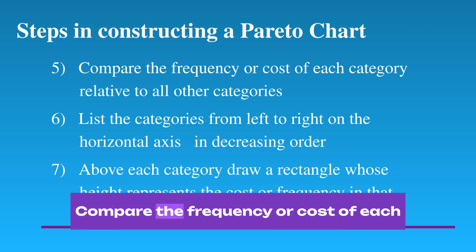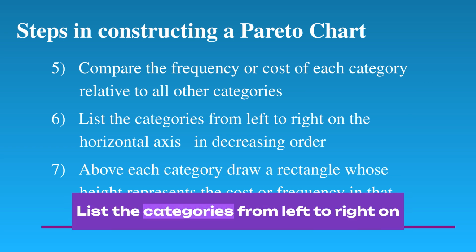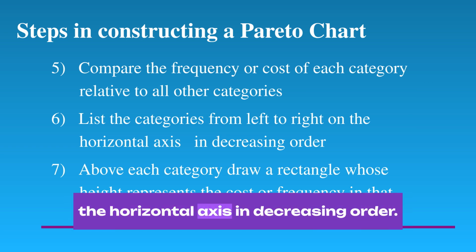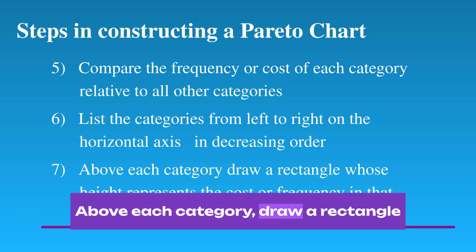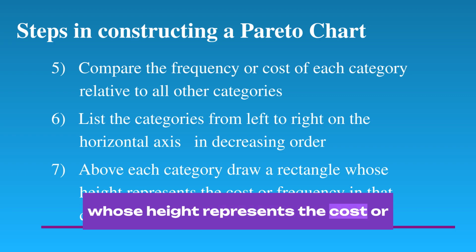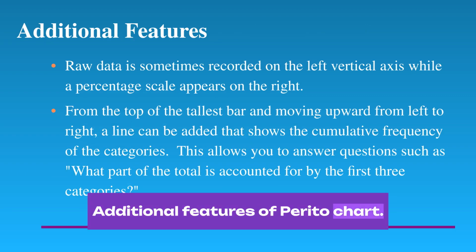5. Compare the frequency or cost of each category relative to all other categories. 6. List the categories from left to right on the horizontal axis in decreasing order. 7. Above each category, draw a rectangle whose height represents the cost or frequency in that category. Additional features of the Pareto chart.